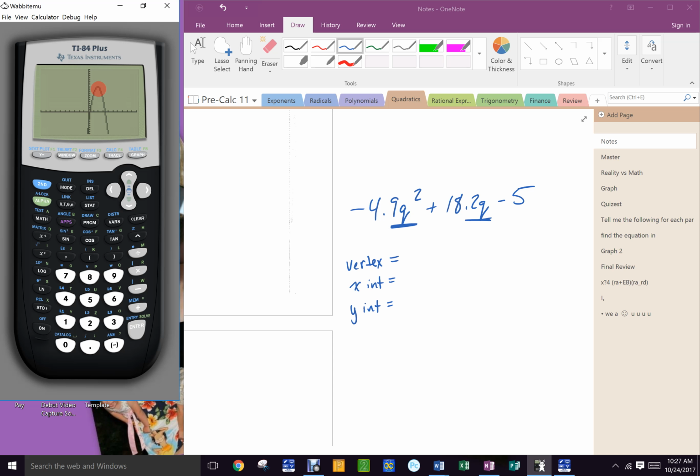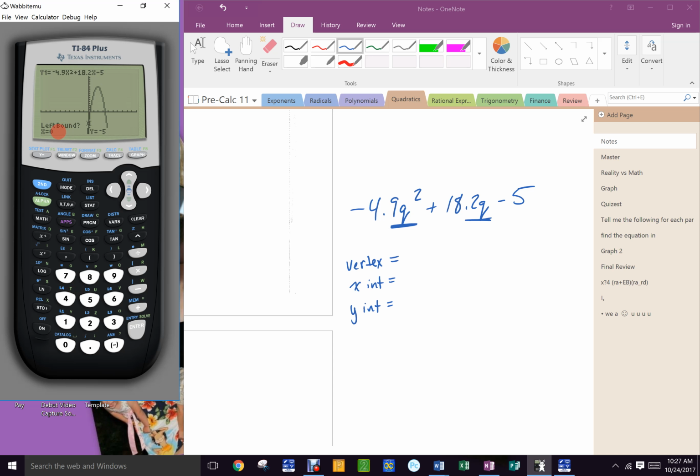All right. Now, I want the vertex. Is this vertex where the red circle is a maximum or a minimum? It's a maximum. Good. Everybody heard my voice. So I'm going to get my calculator to second calc for me a maximum, which is 4.